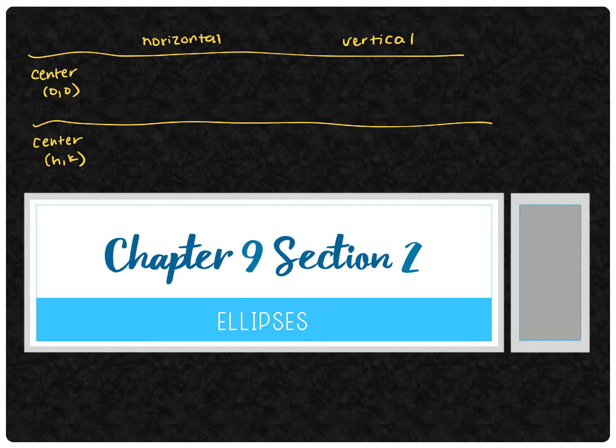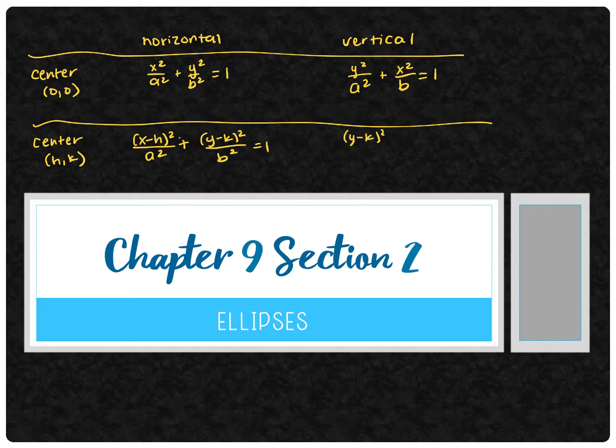So for a horizontal with a center at 0, 0, this is x squared over a squared plus y squared over b squared equals 1. For a horizontal with a center at (h, k), it's (x minus h) squared over a squared plus (y minus k) squared over b squared equals 1. For a vertical, it'd be y squared over a squared and x squared over b squared, or (y minus k) squared over a squared plus (x minus h) squared over b squared equals 1.